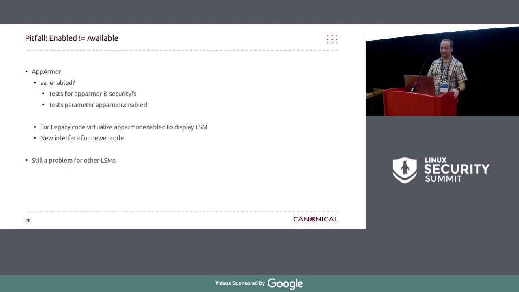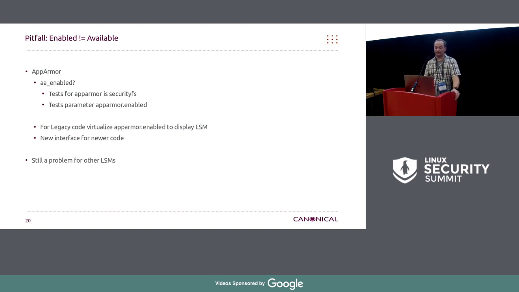So first gotcha, right? Virtualizing those interfaces wasn't quite enough with the display LSM. AppArmor has an aa_enabled that its library calls, or some applications actually bypass the library and do it directly. What it does is check for the securityfs mounted with AppArmor in it, so that it knows that's there. And it also checks the AppArmor enabled kernel parameter, or most of them do, okay? So what's happening is we're finding AppArmor is enabled, but we don't see that the display LSM isn't AppArmor. And we're talking old code here. We want to run old code. We can't change the ABI from the kernel to user space, so this has got to work.